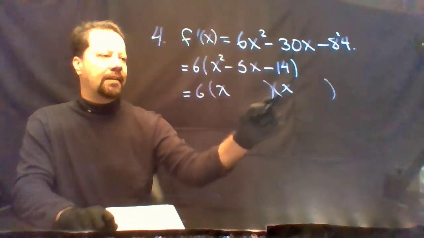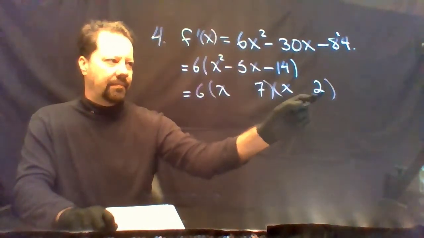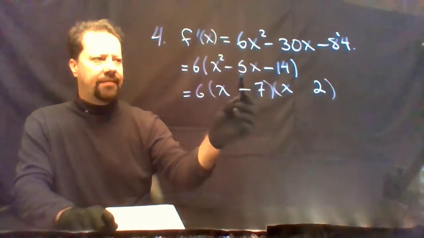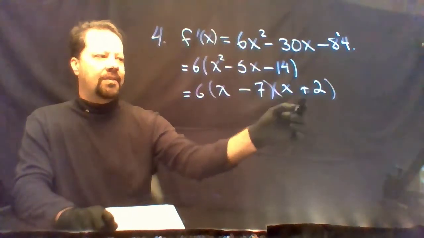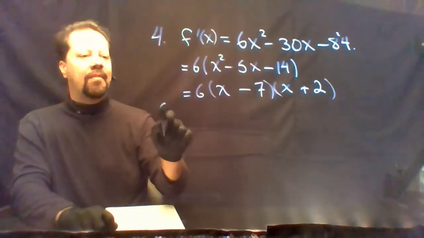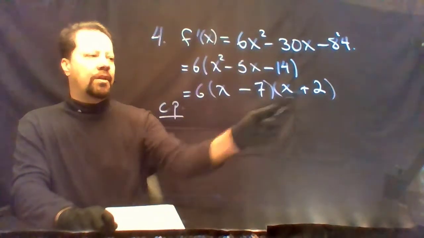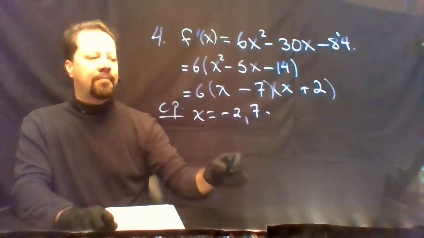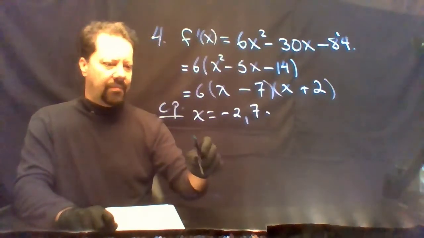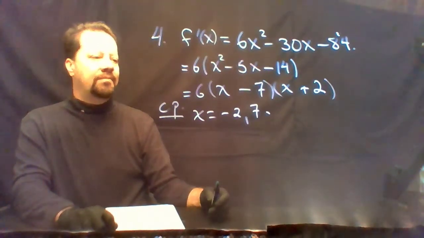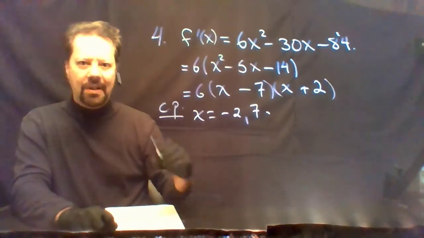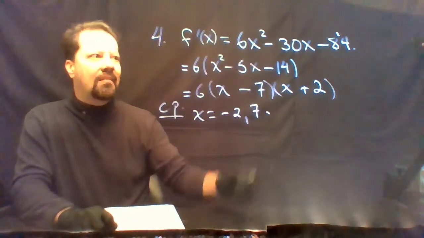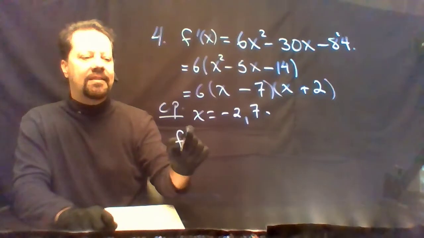x, 7, 2. The 7 gets the minus, whereas the 2 gets the plus. Our critical points are -2 and 7. We'll plot these. We won't plot these on the number line because we're not using the first derivative test. Instead, we need to calculate the second derivative.